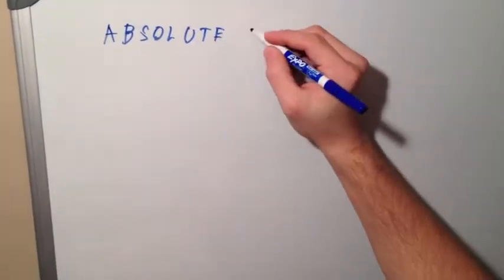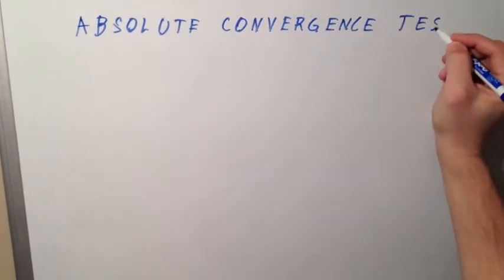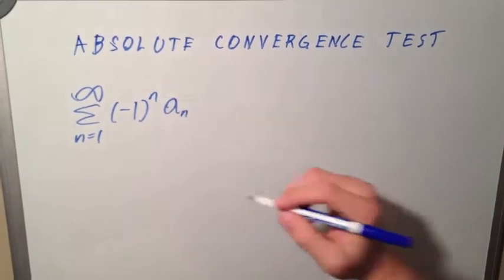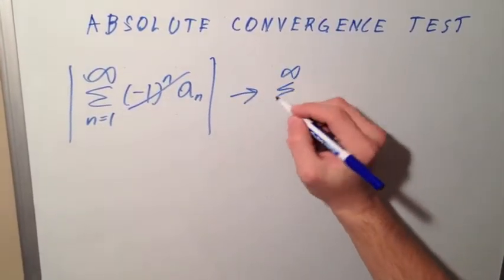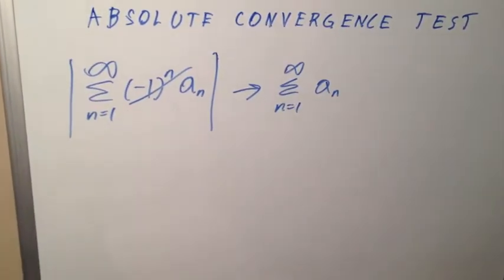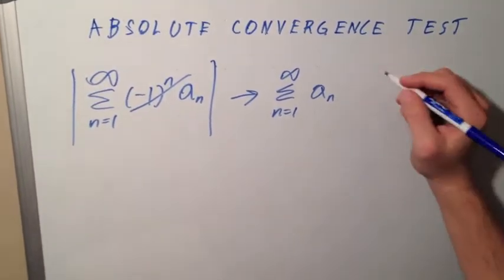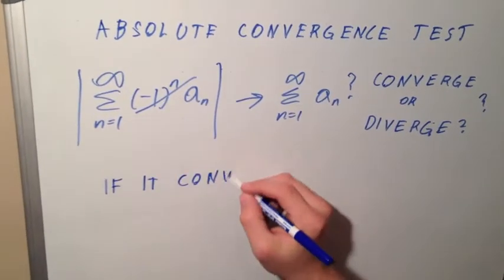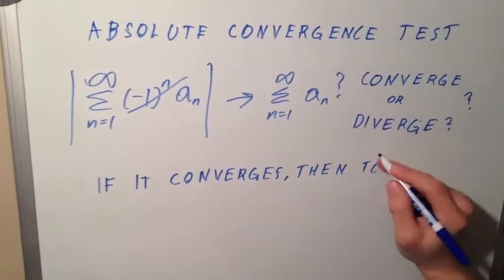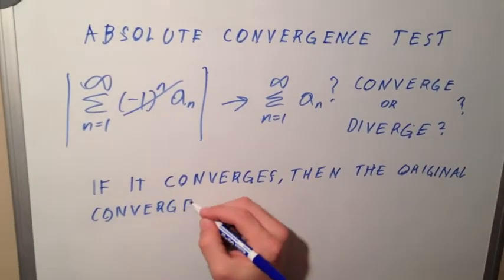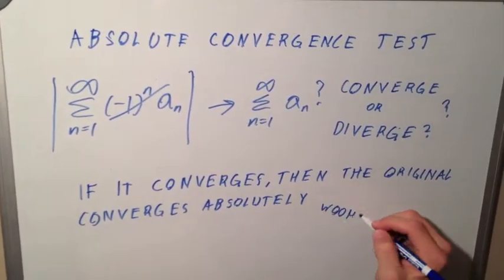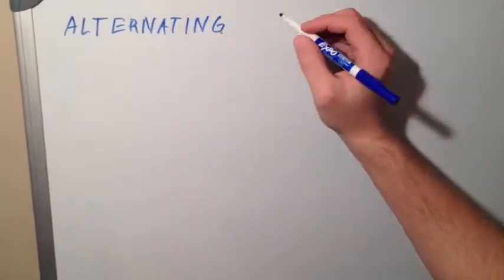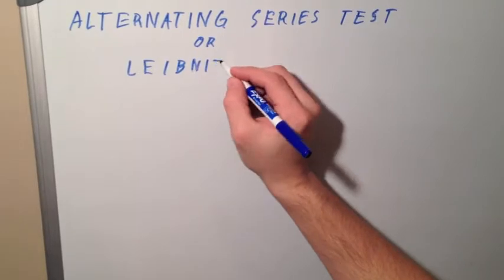So the first test we'll be looking at is the absolute convergence test. For the absolute convergence test, we'll take the absolute value of our summation, getting rid of the negative 1 to the n power. The question we are trying to answer here is whether this summation converges or diverges. If it converges, we say the original summation with the negative 1 to the n power converges absolutely, and then we're done. However, if it diverges, we move on to the alternating series test, also called Leibniz test.